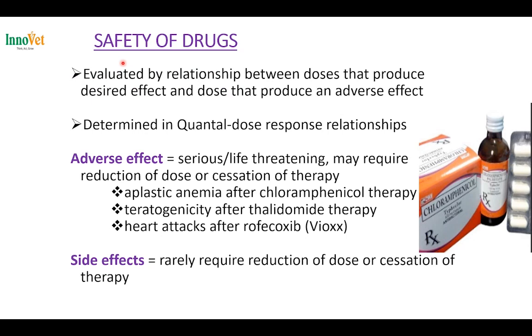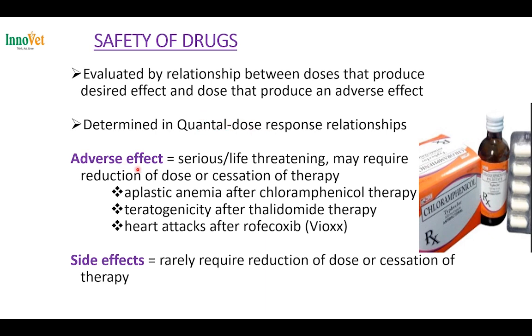So here we are looking at the safety of drugs, and this is evaluated by the relationship between the doses that produce the desired effect and those that produce the adverse effects. And these are determined using the quantal dose response relationships. This is determined in vivo, in contrast to the graded dose response relationships, which is done in vitro.